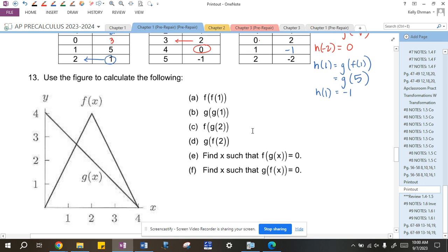Okay, on 13, use the figure to calculate the following. So we might have to estimate a little bit. If we're off by tenths, that's okay. Remember the way this works. Start on the inside and simplify from there.